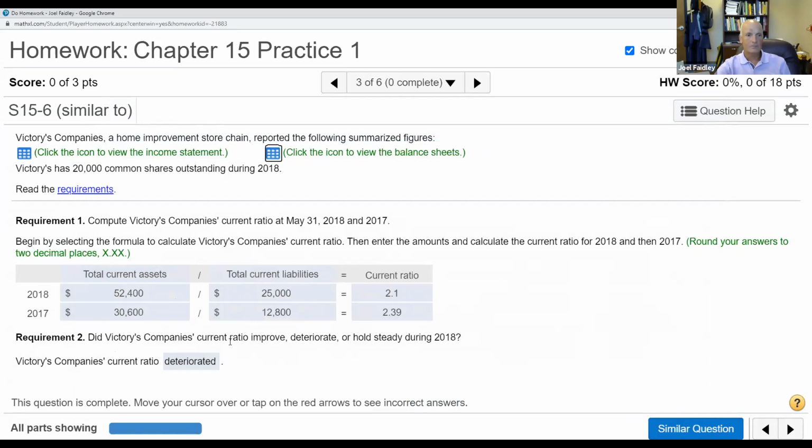What to say here about making a determination. Has the current ratio gotten better or worse? Gotten worse. The lower the number, the worse. If it's less than a 1, that means you don't have enough current assets to pay your debt. The higher the current ratio, the better. It means I got more current assets than I got current liabilities.